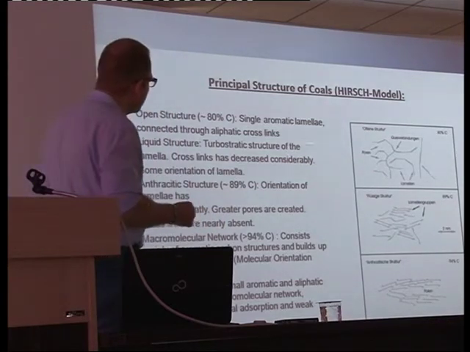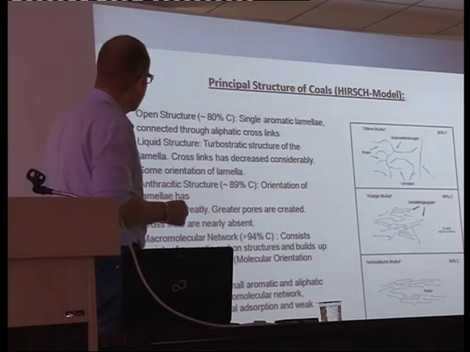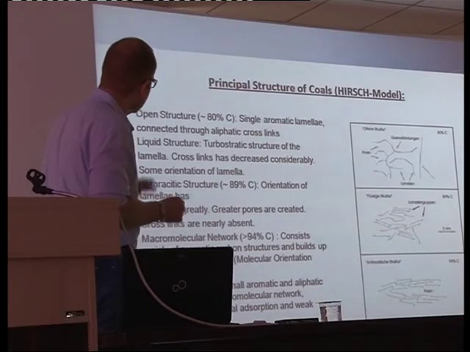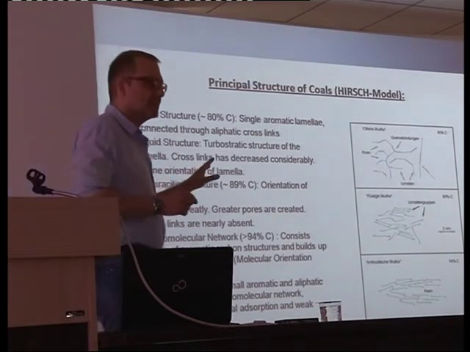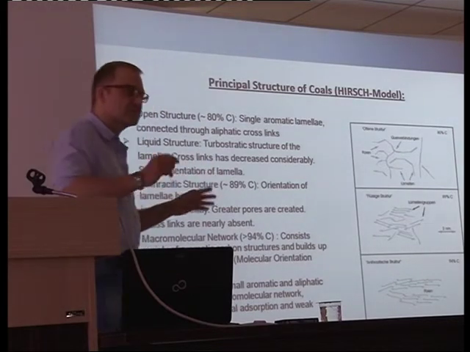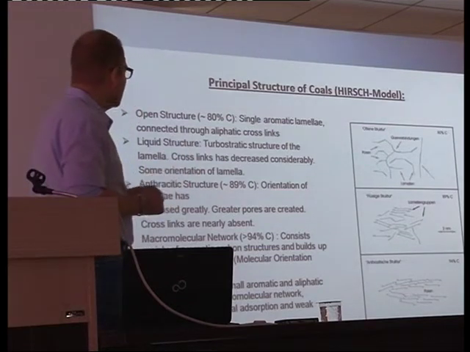The first is the open structure, in the end low rank coals. You have aromatic lamella, and you have aliphatic crosslinks in between these aromatic lamella. In fact, of course, it's more complicated. You have functional groups and so on and so forth, but the principle is still valid.